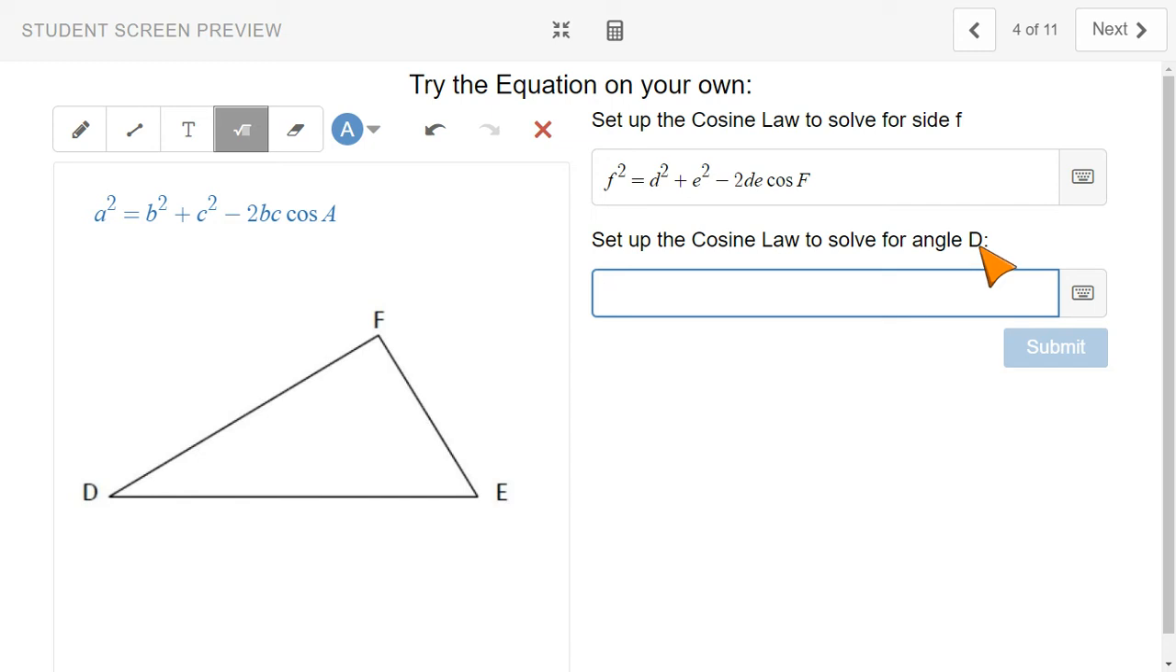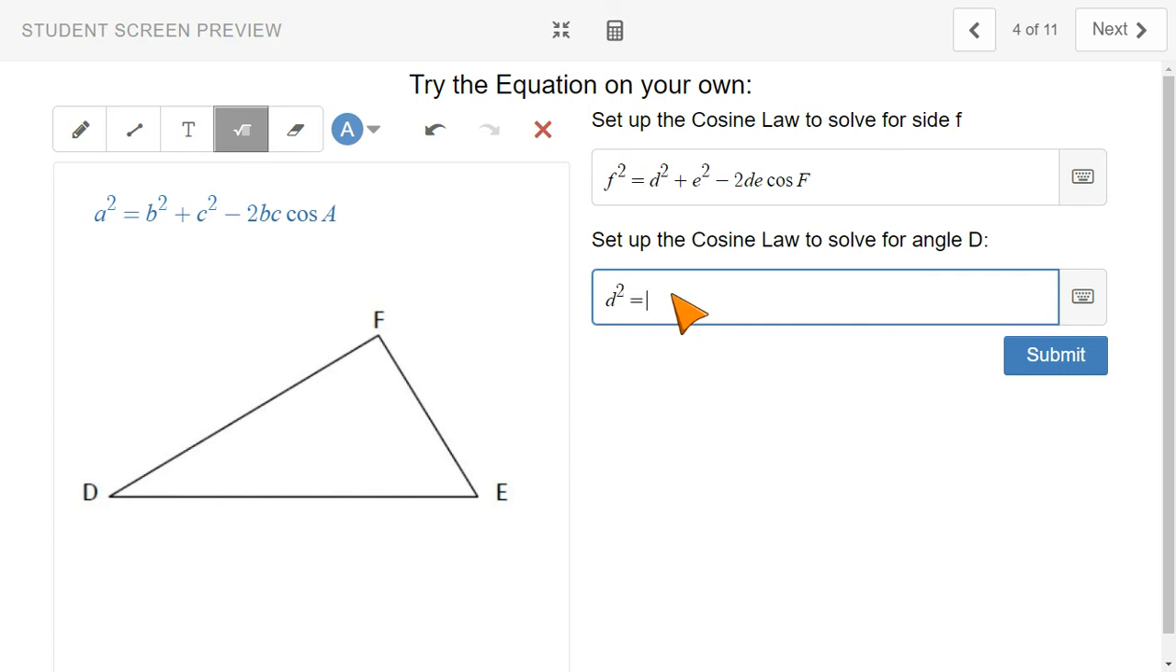If I'm looking for angle D, I need to set it up relative to angle D. So I need to start with the D and end with the D. So D squared is equal to E squared plus F squared minus 2EF cosine D.